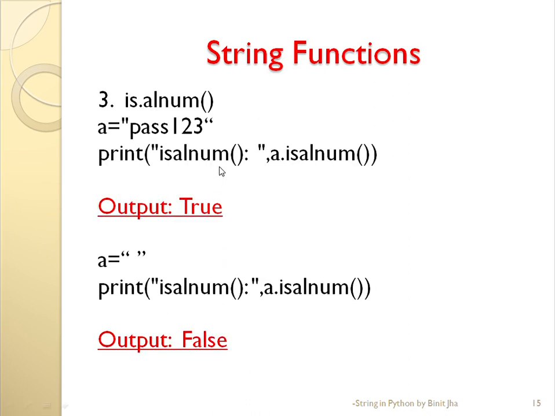Next one is isalnum. Alnum stands for alphanumeric. Alphanumeric means what? Whether the string contains some alphabets as well as numbers. So it will return the result as true or false. In the second example, it contains null, nothing. So what we are getting as output over here is false.